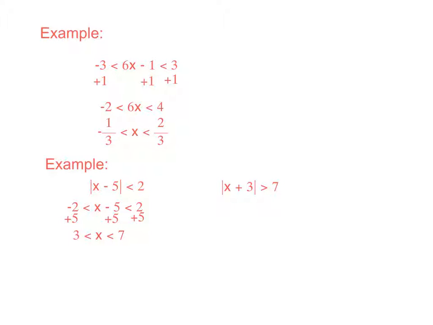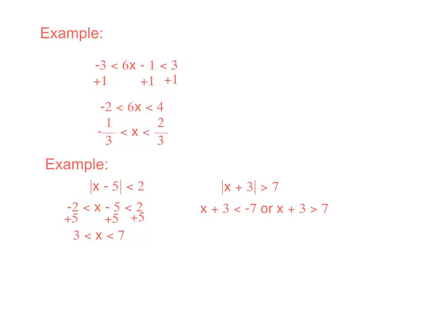So the other version of an absolute value inequality is when you have a greater than sign, or in this case we've got the absolute value of x plus 3 is greater than 7. Okay, we're not going to treat this the same way as it was before, because now we have a greater than, so we have to treat this as two separate problems.